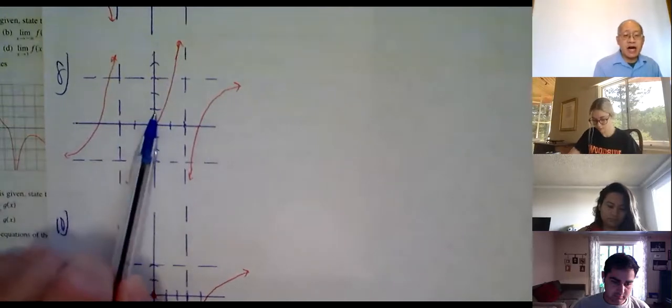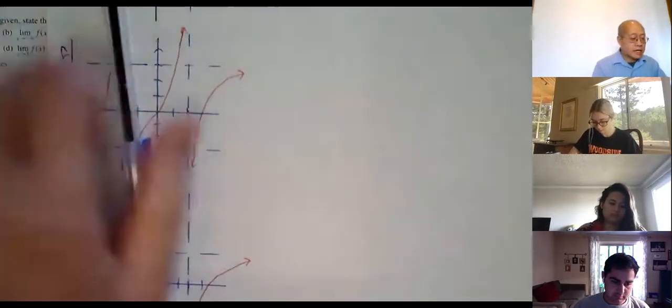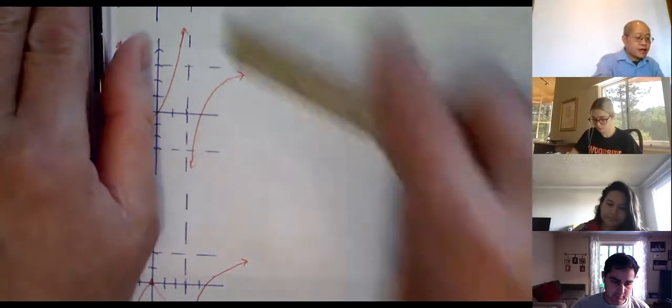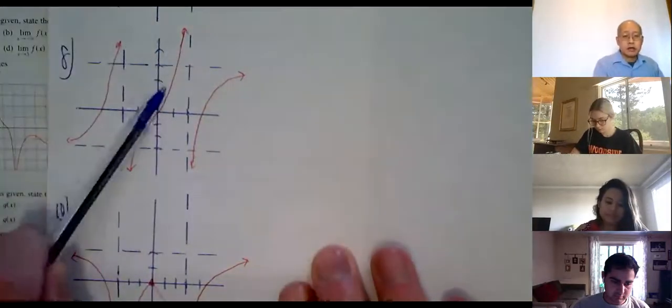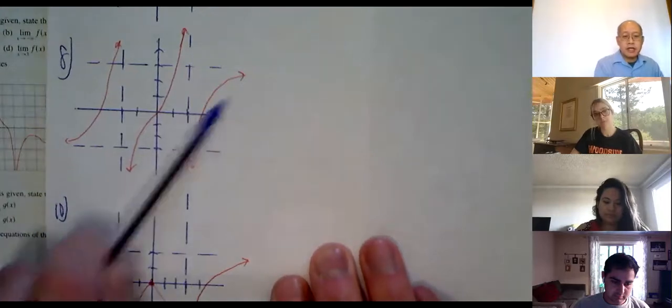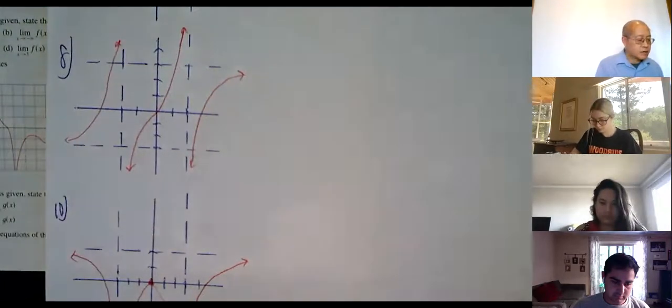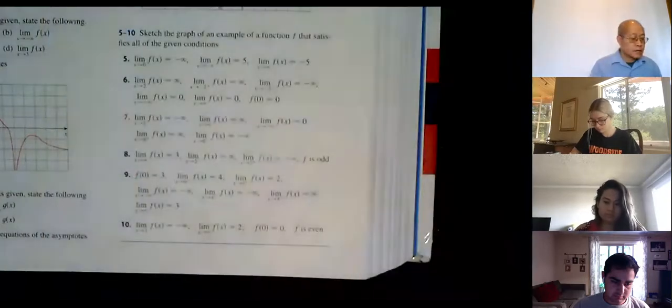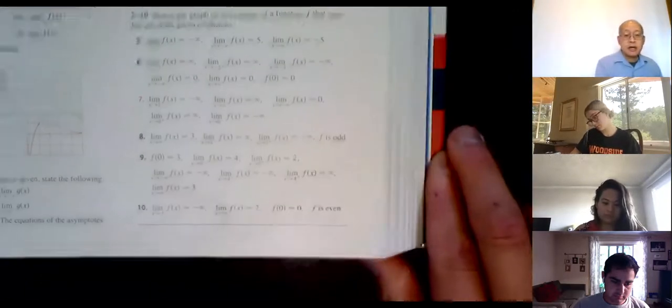And then it said it was an odd function. So I take the mirror image, cover this up. I reflect all of this across the origin. So this thing bounces over to here. This thing would end up being this thing. So that's that one. Okay, and then 10.